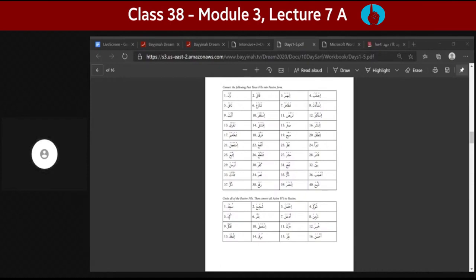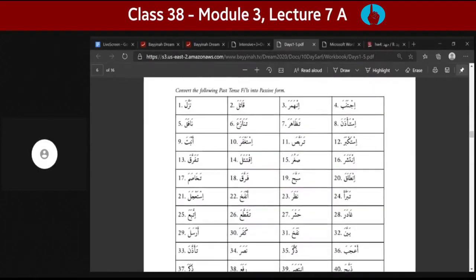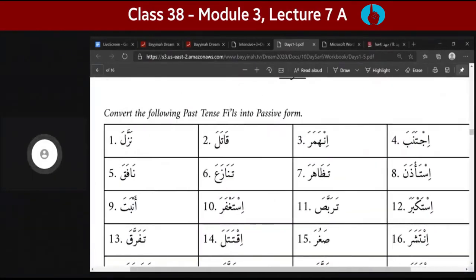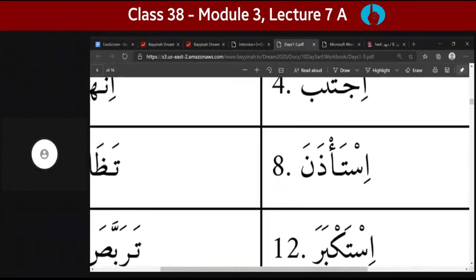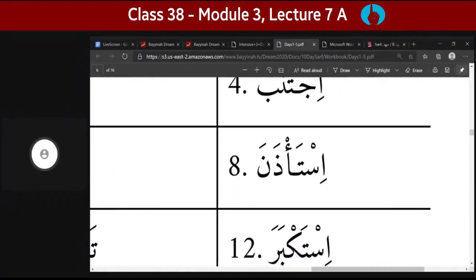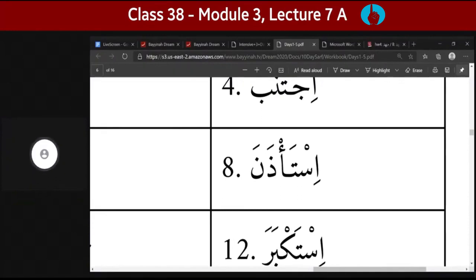Okay, first exercise. What's the goal here? Convert the following past fi'ls into passive form. Okay, so the fi'l here is ista'dhana. Ista'dhana might look like a word that you're familiar with. Istaghfara. This is a different family. We haven't learned the family yet, but you don't need to know the family to be able to take an active fi'l and make it passive past tense, because we know the rule already. The rule is to leave the last letter alone.